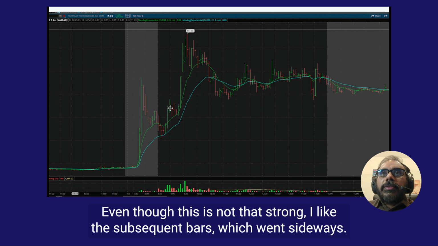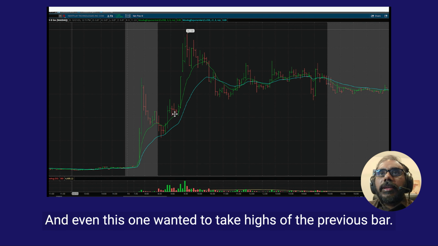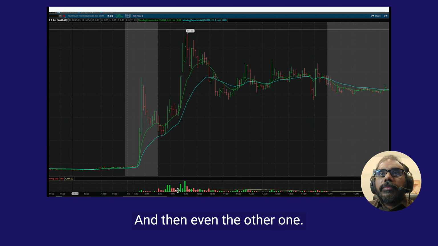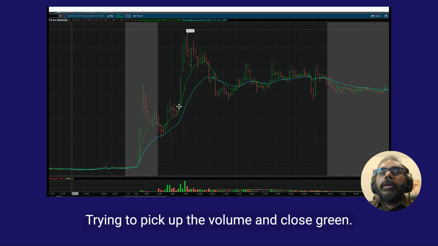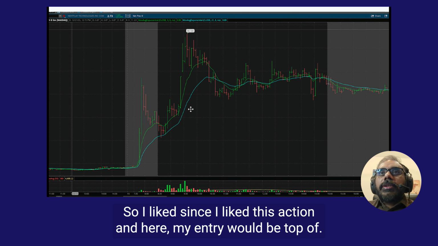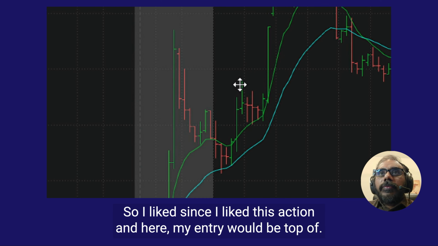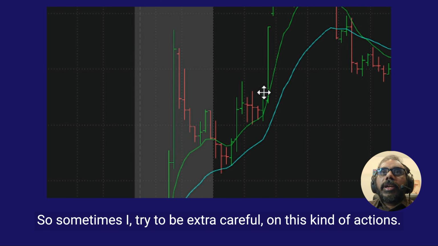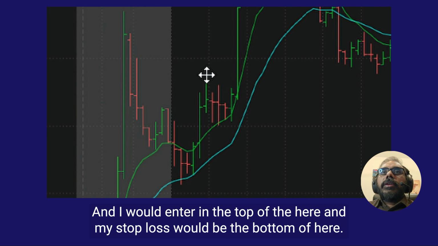Even though this is not that strong, I like the subsequent bars which went sideways, and even this one wanted to take highs of the previous bar, and this one was good, closed good with low volume, and then even the other one tried to pick up the volume and closed green. So since I like this action, here my entry would be top of this candle. So sometimes I try to be extra careful on this kind of actions. And I would enter at the top of this, and my stop loss would be the bottom of here.